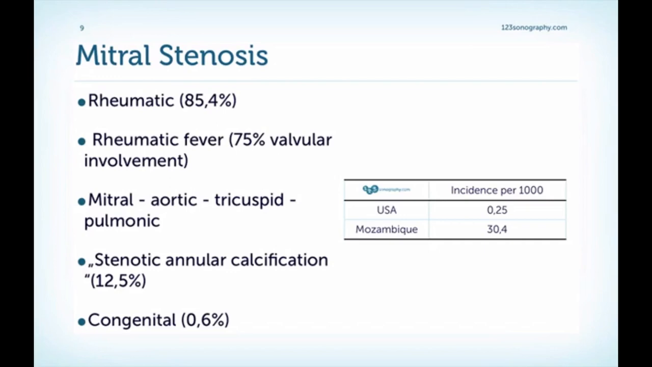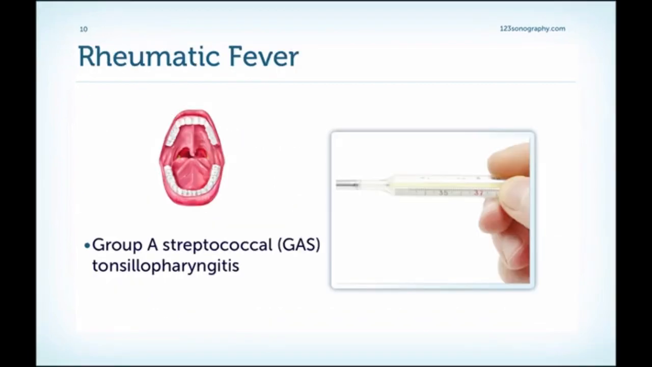Which valves are usually involved? Well, actually, it's almost always the mitral valve which is involved, followed by the aortic valve, the tricuspid valve, and very rarely do we see pulmonic valve involvement. What other forms of mitral stenosis do we see aside from rheumatic heart disease? Well, stenotic annular calcification, especially in the older population, with approximately 12.5%. However, very rarely does stenotic annular calcification lead to severe mitral stenosis. And then there are also rare congenital forms, such as, for example, the parachute mitral valve or the double orifice mitral valve.